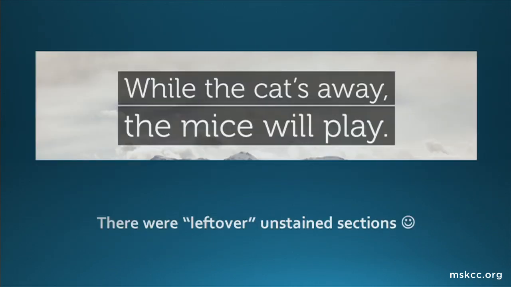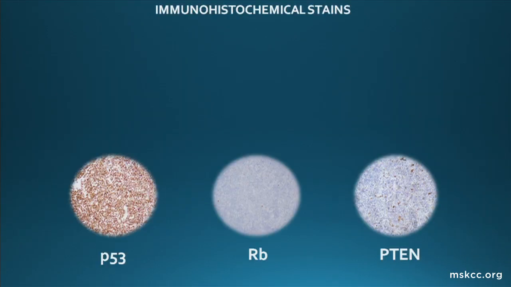Well, after MSK-IMPACT was done, there were some leftover unstained sections. And so we investigated a little further at no charge to the patient. Okay? And not surprisingly, sort of going along with the findings in the molecular assay, you can see the strong expression of P53. You can see RB loss, and there's some endothelial cells or lymphocytes in the background there. You can see PTEN loss predicted by the molecular assay, with the exception of the few endothelial cells seen there.